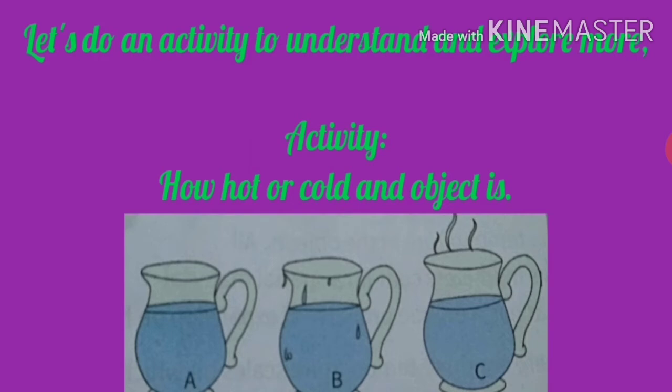Now fill tumbler A with lukewarm water. अब टम्बलर ए में आप lukewarm water डालेंगे, यानी जो बहुत ही हल्का गर्म पानी है आप उसको डालेंगे. Now in tumbler B you have to fill ice cold water. और B में कौन सा water डालेंगे आप? Ice cold water. And in tumbler C you have to fill hot water.